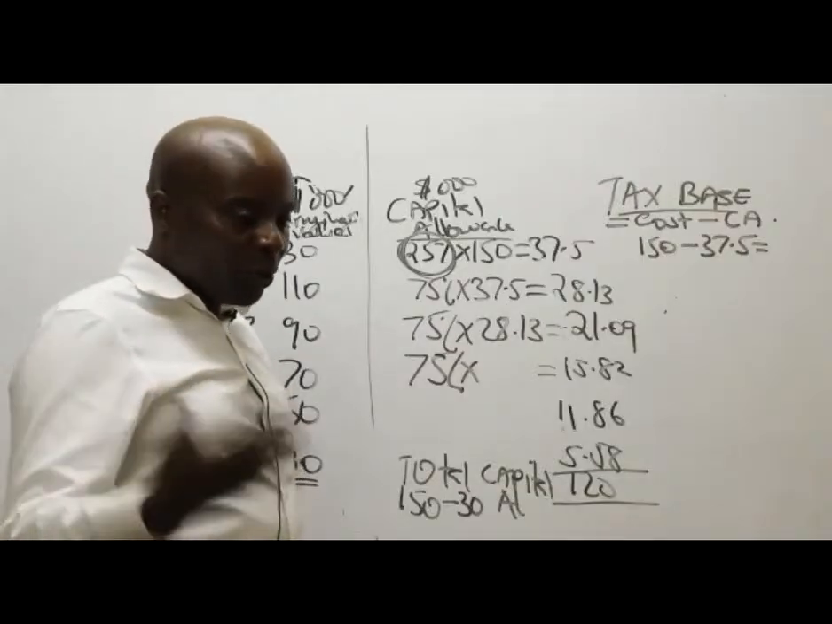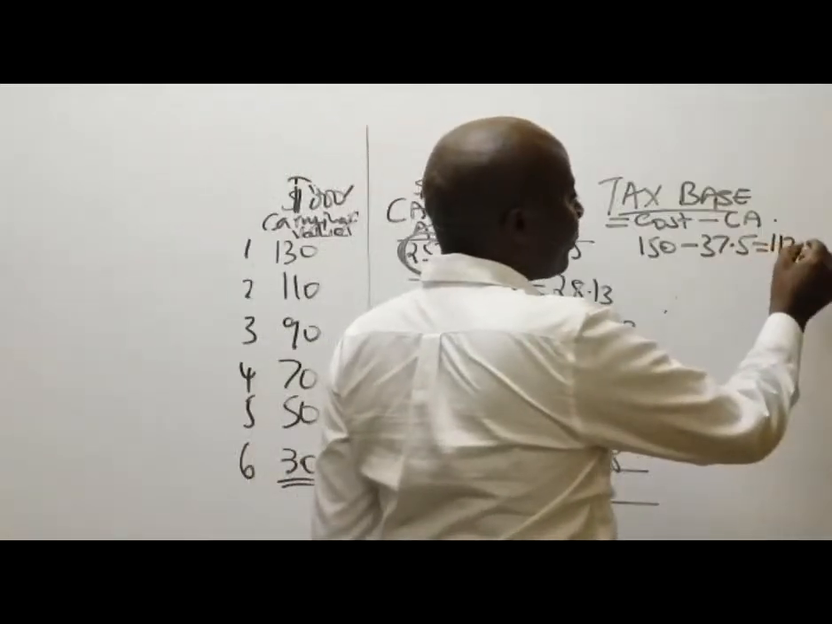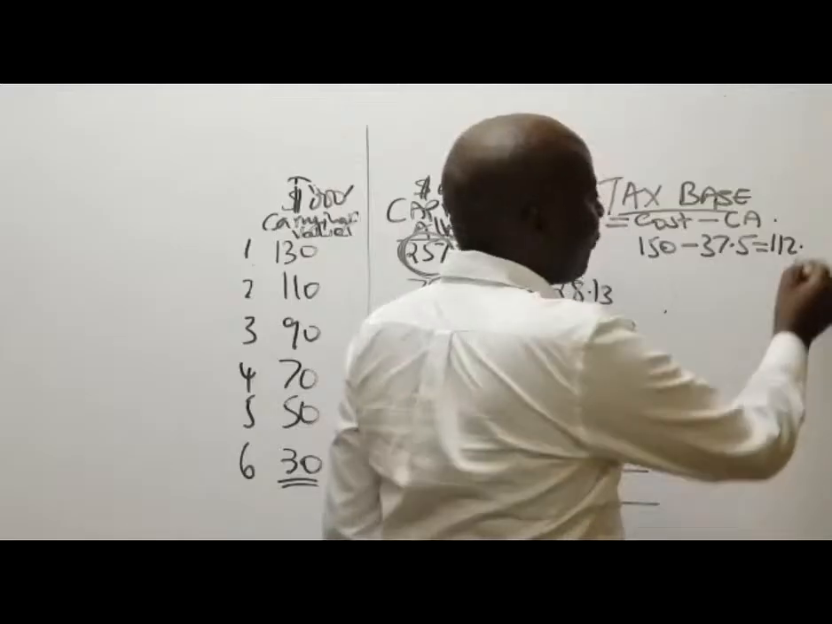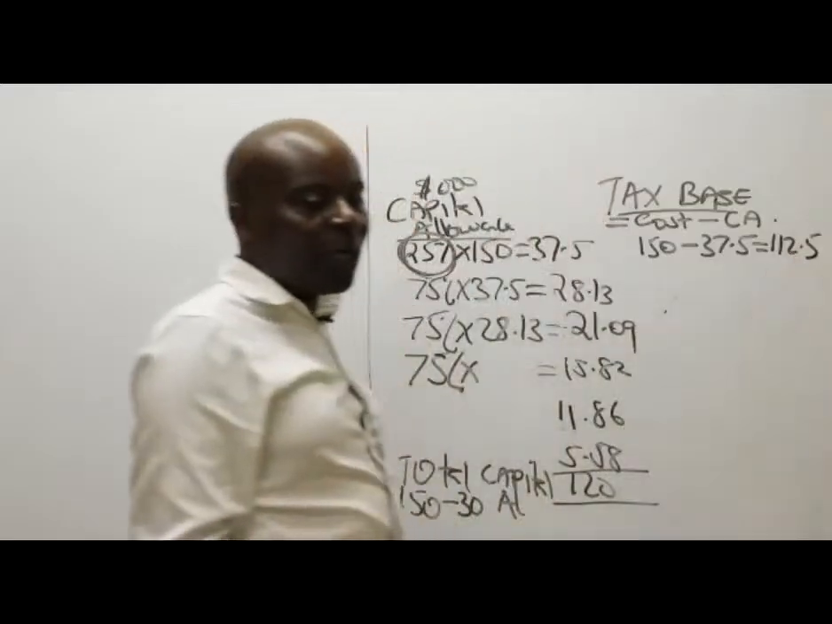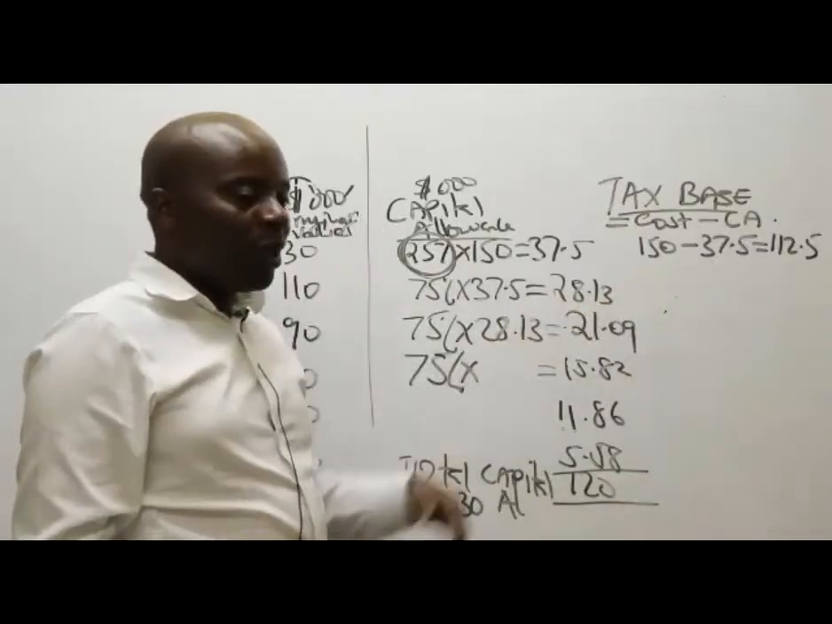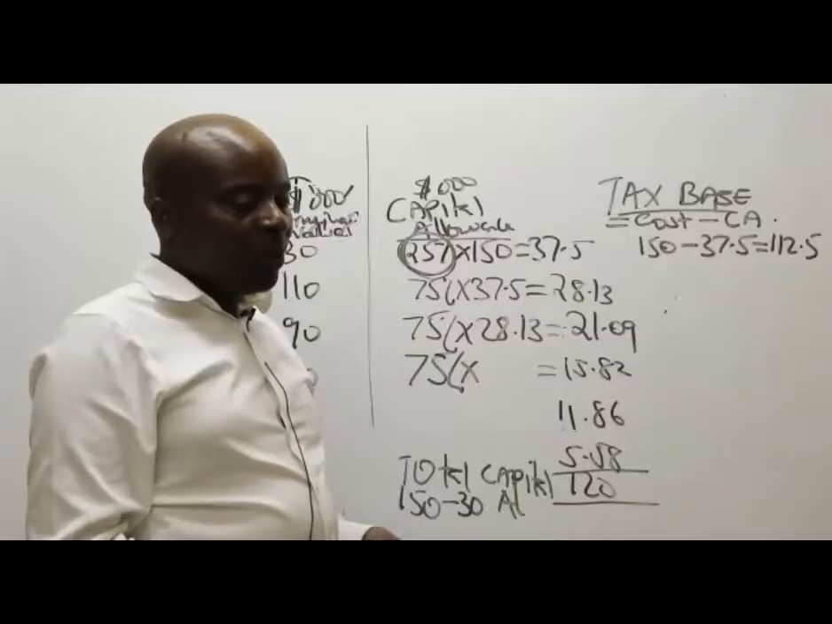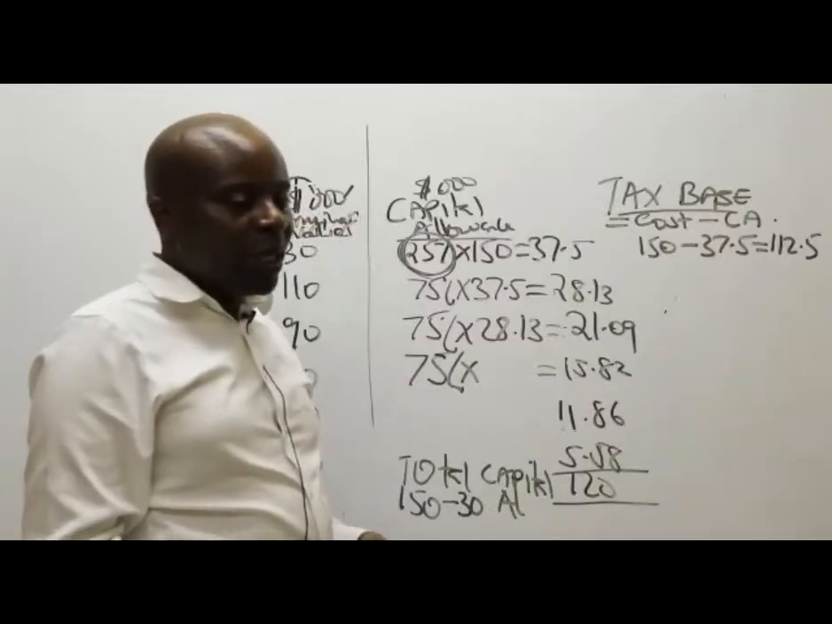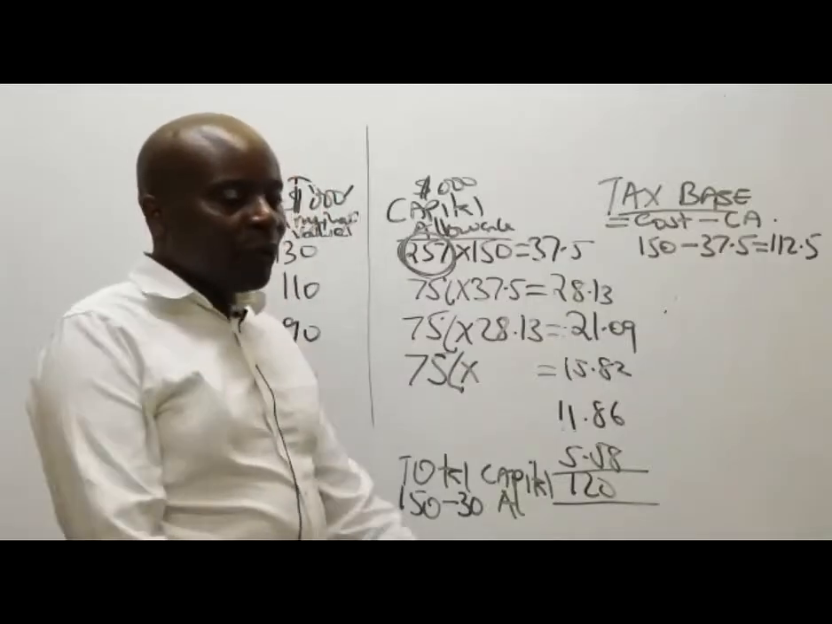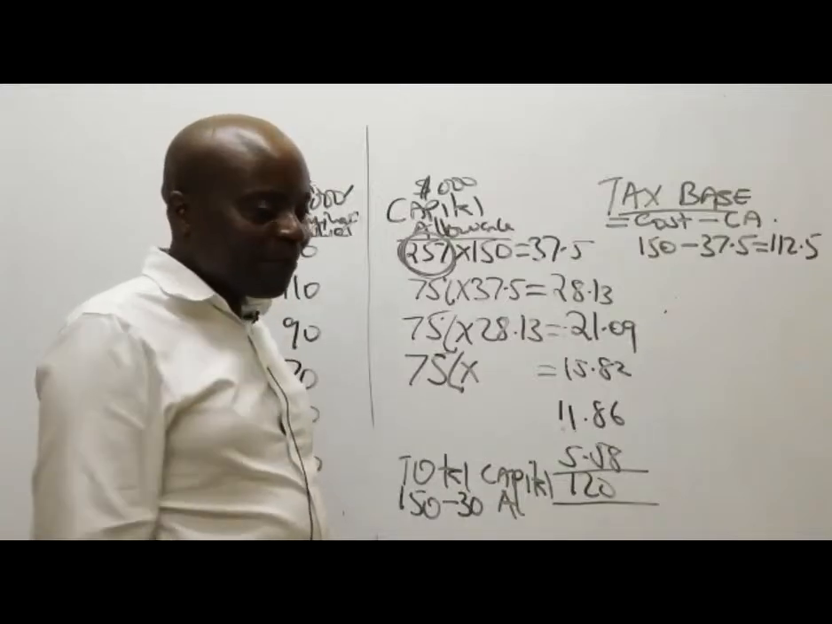Now you're the ones who are doing these figures now in slow motion. So it says it will be 112.5. Now, ladies and gentlemen, after that, could you kindly guide me? What shall I do to be able to get the tax base for year number 2?